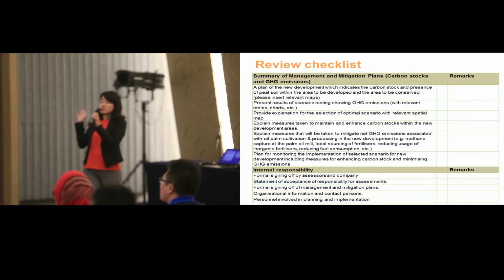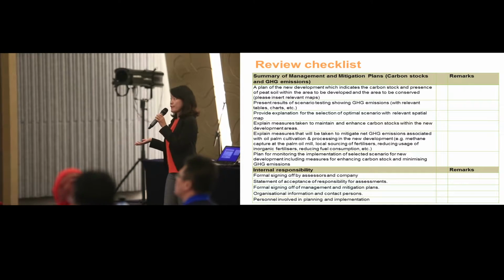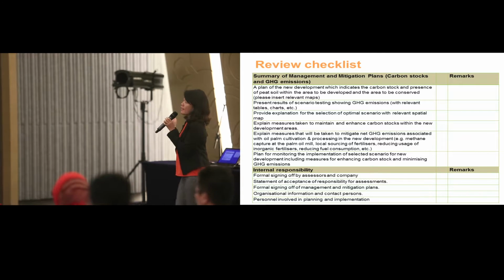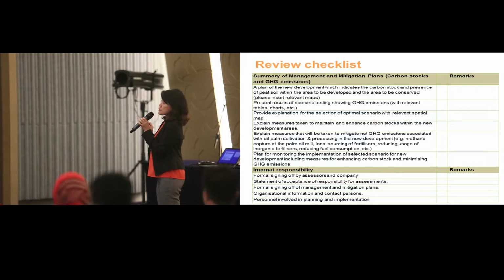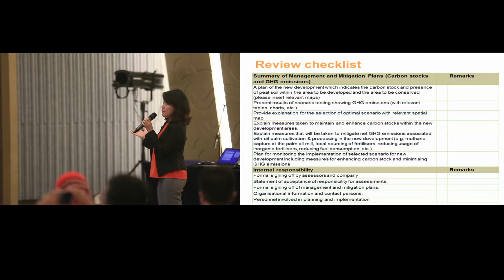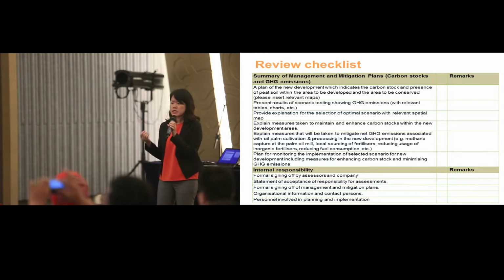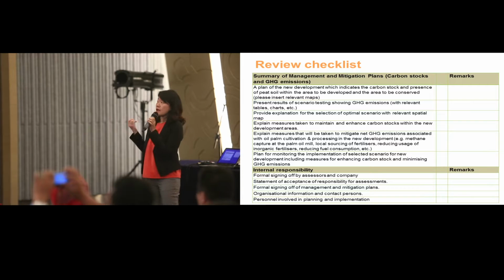So after that, of course, as I mentioned, quite a big point in 7.8 is the management and mitigation plan. So we also have a section on what kind of information you need to provide in your plan. You have to indicate, for example, the carbon stock and the presence of peat soil. So you explain to us, based on your assessments and your findings, what are the areas that you're going to develop, and what are the areas you are planning to conserve, because it's HCV, potentially HCS, or a community enclave and all those sort of things, and also to insert the relevant maps.